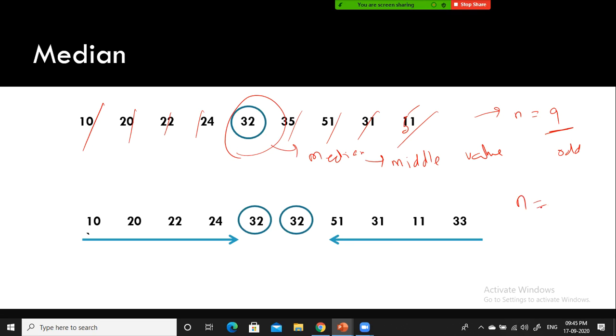Supposing, take this example, in this case 10 data points are there. If I cancel the first and last, and this and this, and this and this, I am left with the two middle ones.